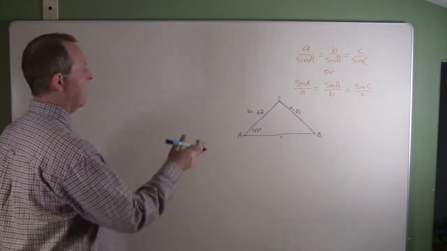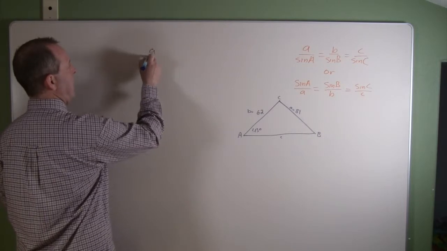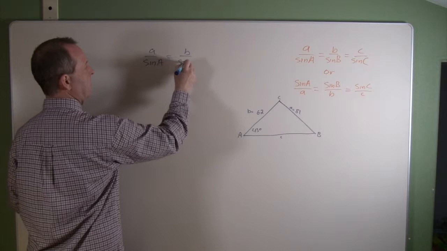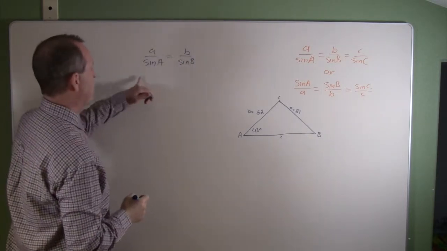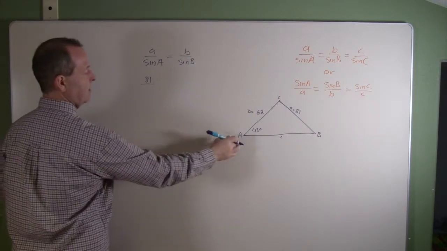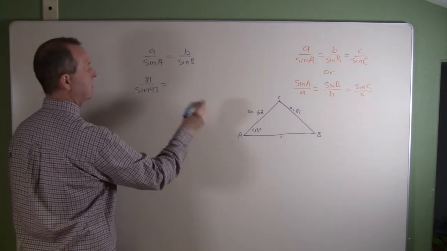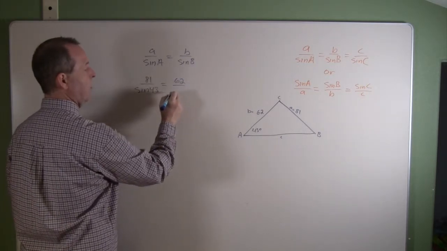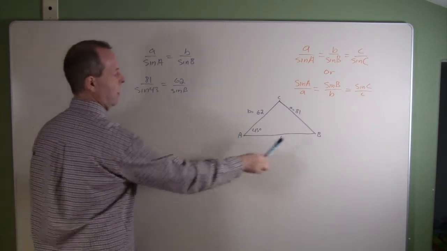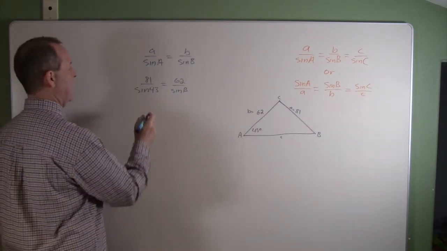So let's go ahead and take one of our relationships we have. Let's look at A over the sine of A equals B over the sine of the angle B. A is 81, we do know that. 81 over sine of 43 equals 62 all over the sine of B. I'm shooting for that angle right now, so let's manipulate that around and solve for sine of B.